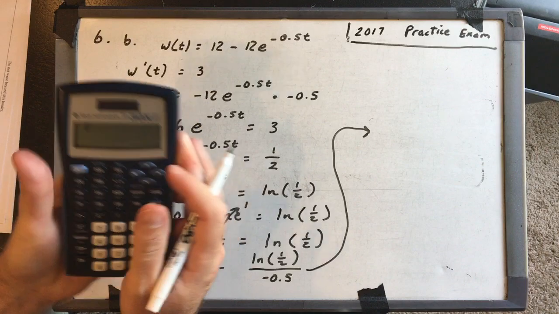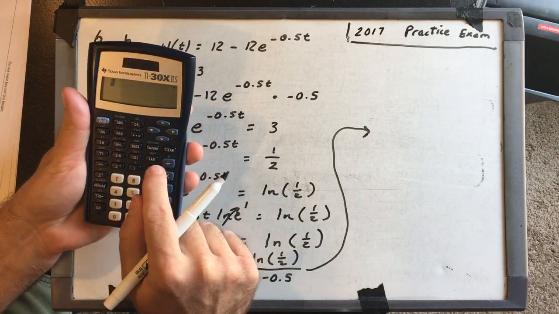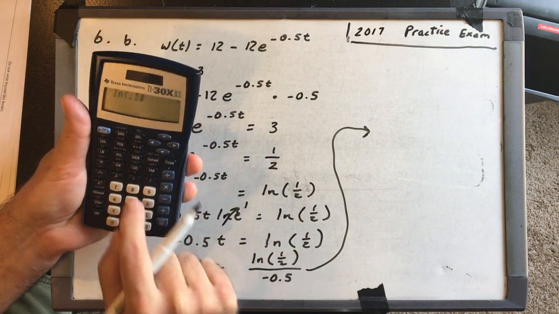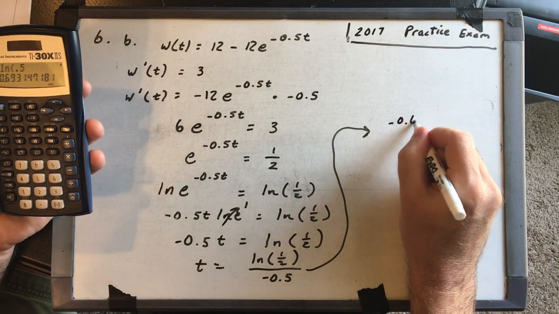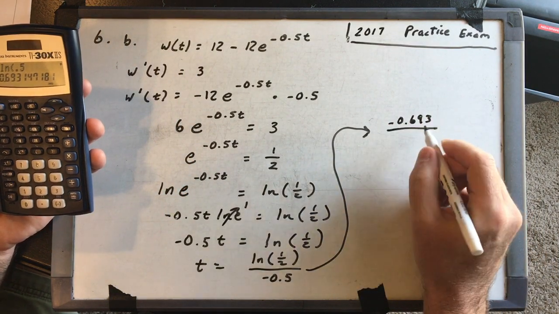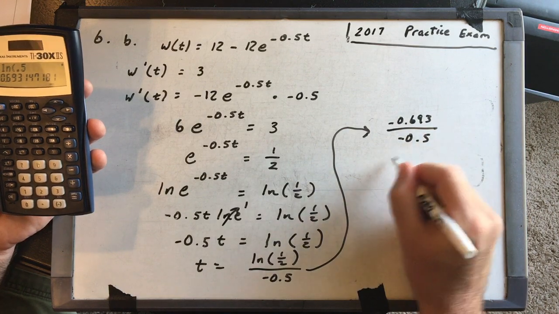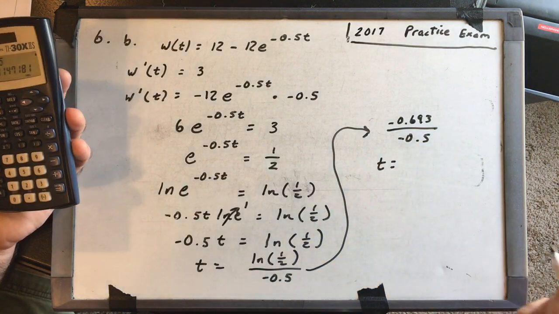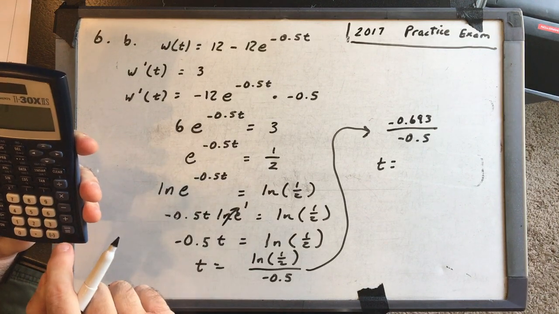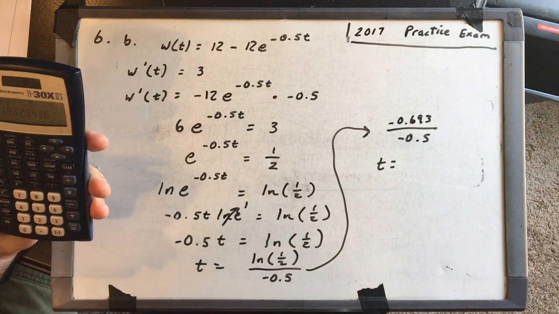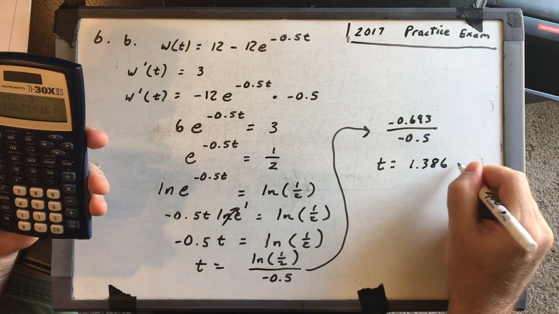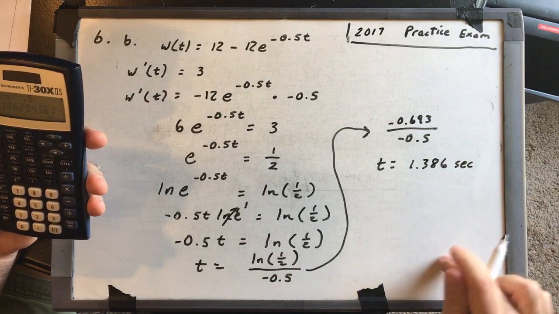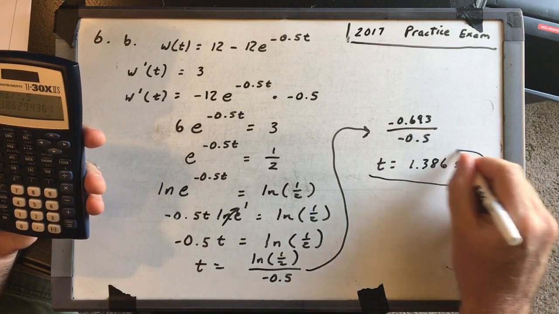So we can do, what is the natural log of 1/2? Natural log of 0.5 is negative 0.693, if you're just dying to know, over negative 0.5. We do want to put the units, so divided by negative 0.5 is 1.386 seconds. If you have the time to do that, that's cool.